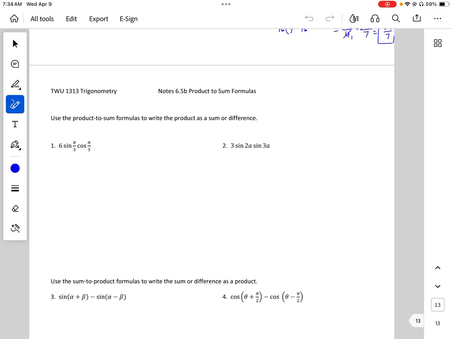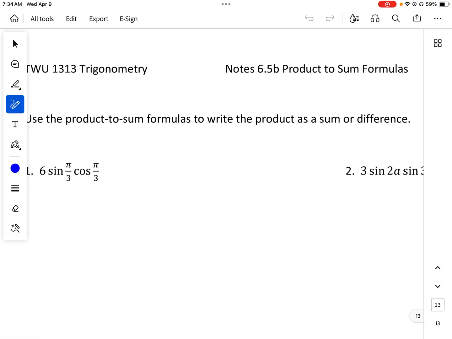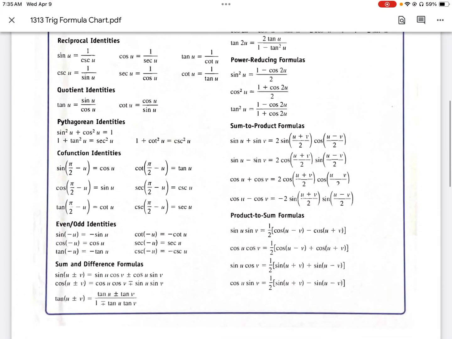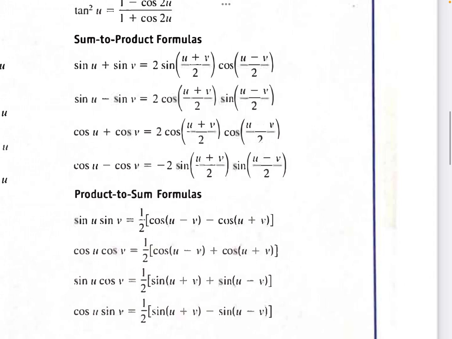Okay, let's look at the product to sum formula. We are looking back at our chart for the product to sum formula to write the product as a sum or a difference. So we need to look at our formula chart. Here we go. Here are the formulas: sum to product and product to sum.